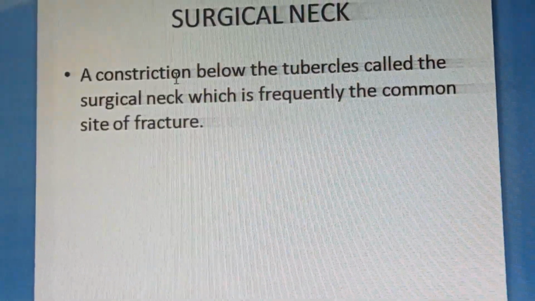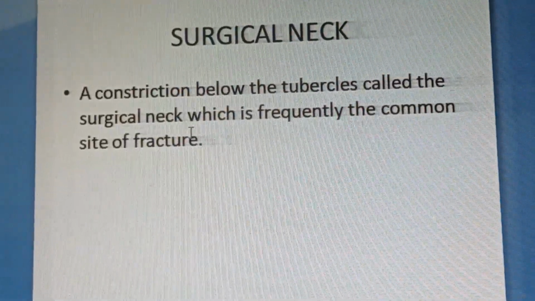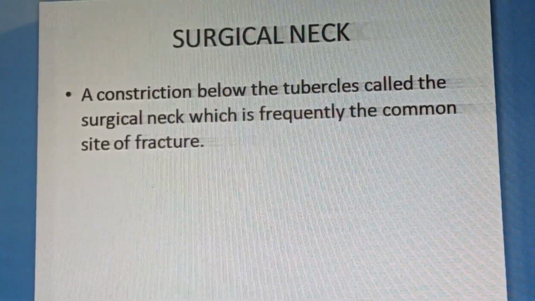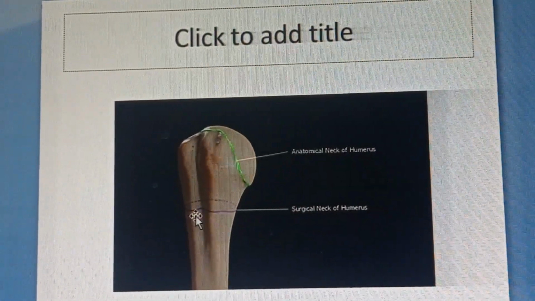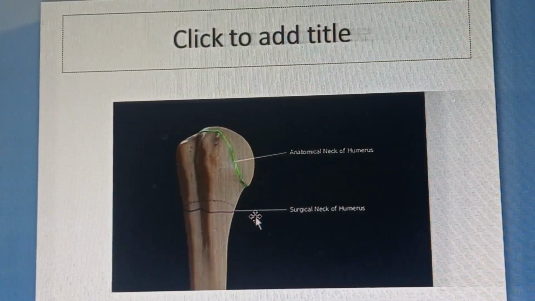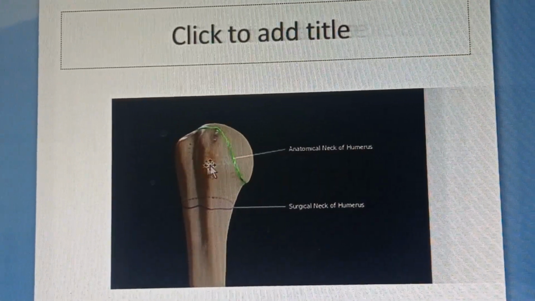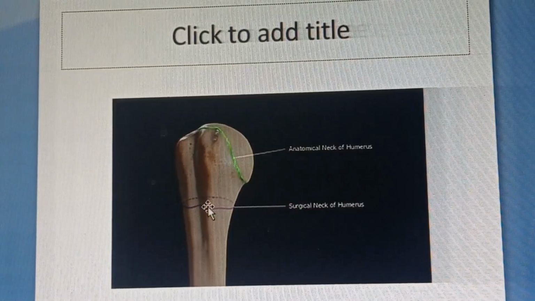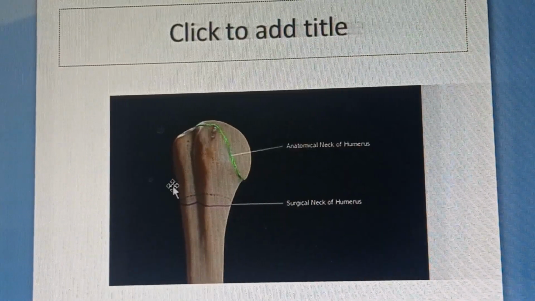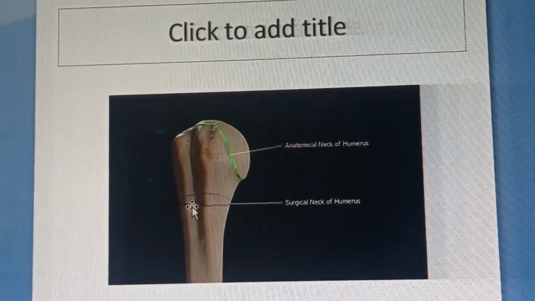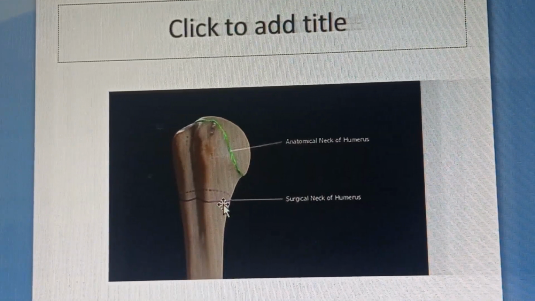Surgical neck. A constriction below the tubercles is called the surgical neck, which is frequently the common site of fracture. This highlighted line is called the surgical neck. These are the tubercles, the rough area, and below the rough area the surgical neck is present. The humerus bone is wider from here, and then it becomes narrow. This narrowing line is called the surgical neck, and it is a common site for fracture.